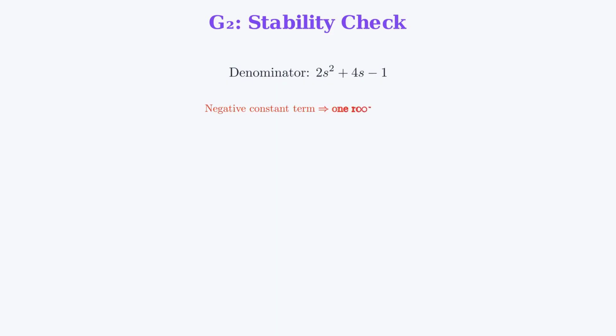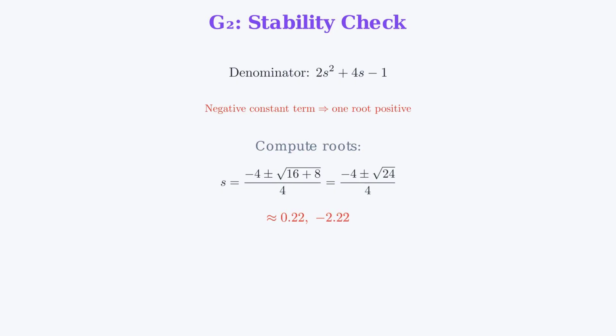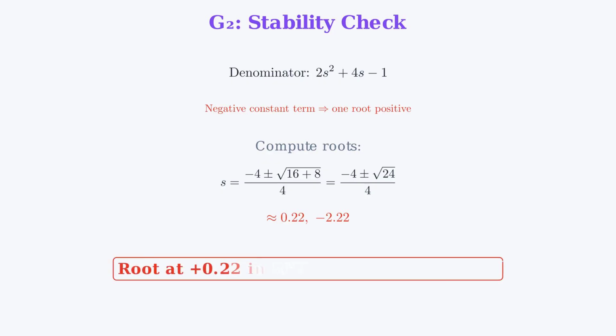Check stability of g2. The denominator is 2s squared plus 4s minus 1. Notice that the constant term is now negative. This is an immediate red flag. For a second-order polynomial with leading coefficient positive, the product of the roots equals the constant term divided by the leading coefficient. Here the product is -1/2, a negative number. Negative product means one root positive, one root negative, and a positive root is a pole in the right half plane, which makes the system unstable.